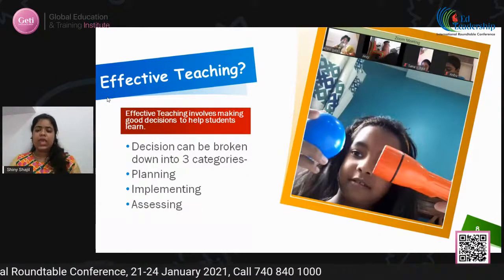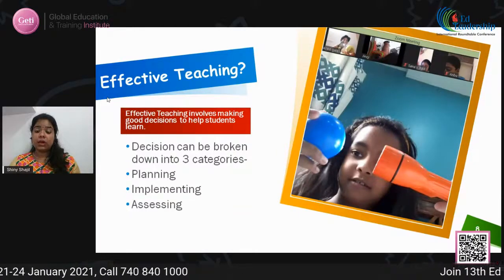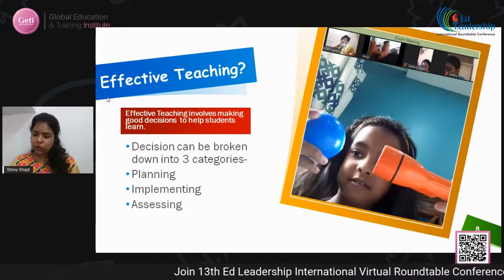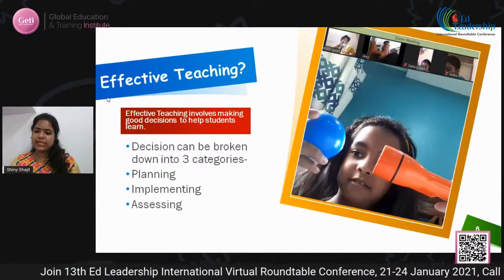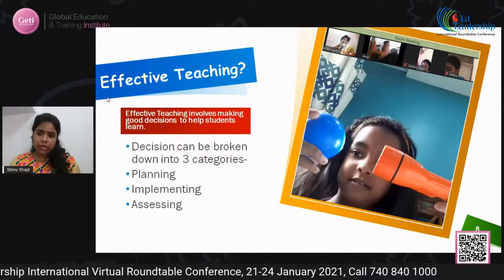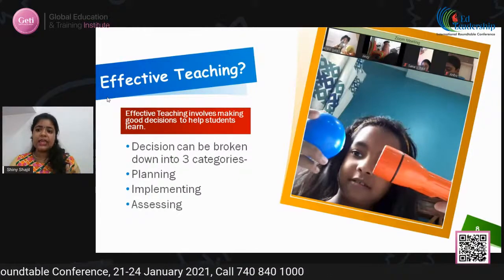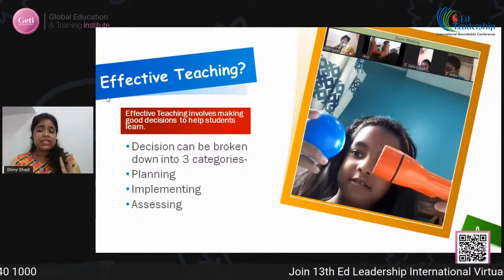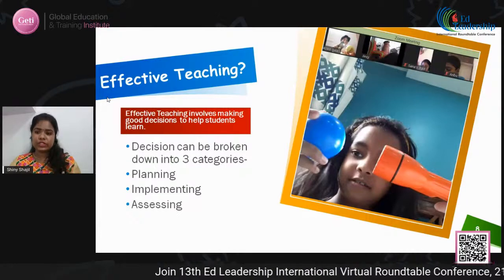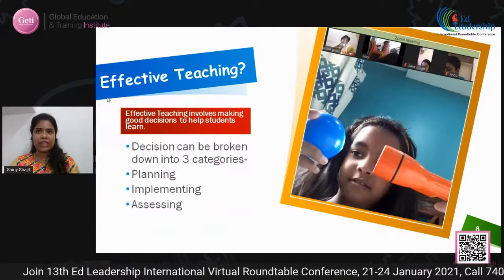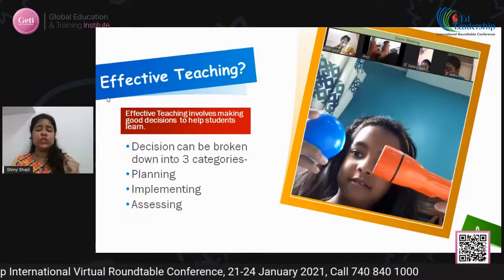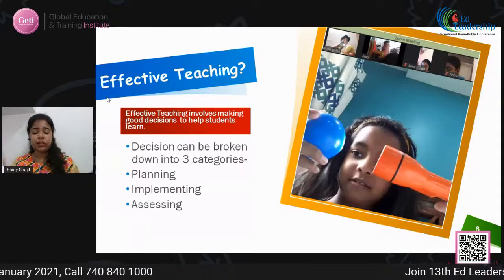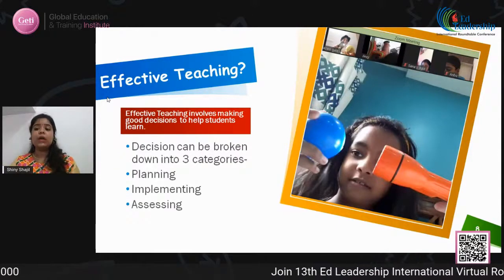However, we can break down decisions into three categories: the decisions that we make while planning, the decisions that we make while implementing something, and while assessing something. For example, a good teacher must make the right decisions while she's planning her session. Point number one. Then she must be smart enough to make impromptu decisions while taking class based on the response. So if she finds that her students are not enjoying an activity, she should always have a plan B at the back of her mind, and she must put that into action. She must not be like, okay, the session ended, next session, let me think about it. No, you're ending up wasting a session.